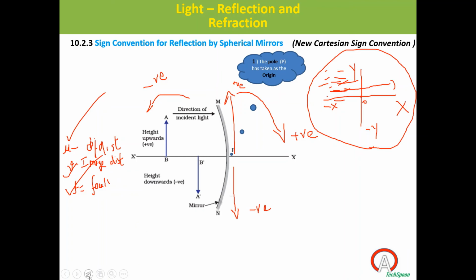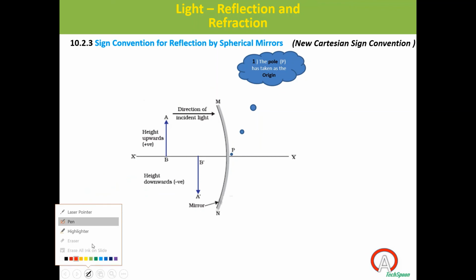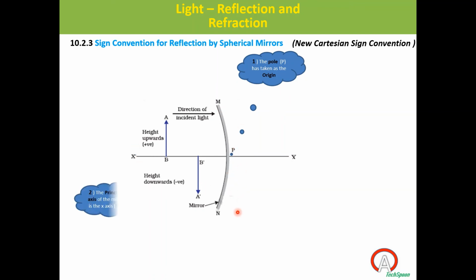Now, let me erase all this. I will show this entire figure. First point, see what I'm saying here. The pole P is taken as the origin. In our Cartesian coordinate system we took O as the origin, now I am taking the pole as the origin. So right positive, left negative, upper positive, down negative. The principal axis of the mirror is the x-axis.